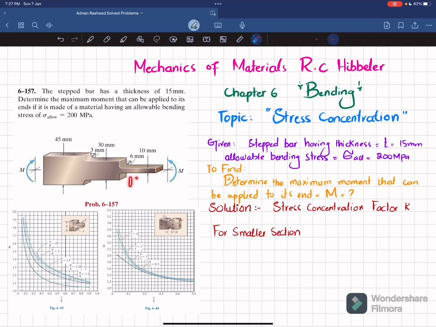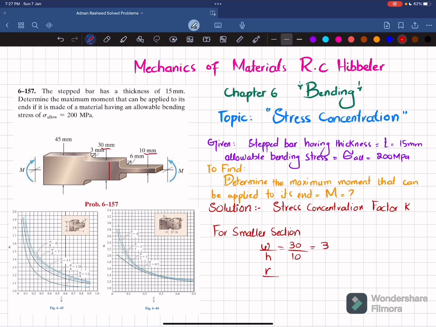So we'll find K for this smaller section. Clear? For that we will need W by H and R by H in order to calculate K. So here you can see that this is W. Clear? So W by H. W here is 30 and H here is 10. So W by 10 will give you 3.